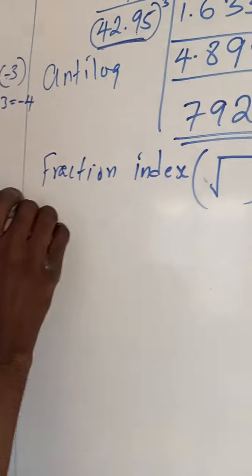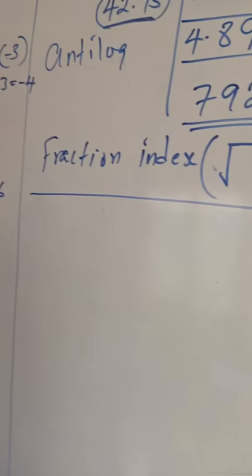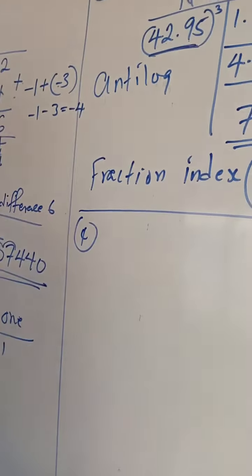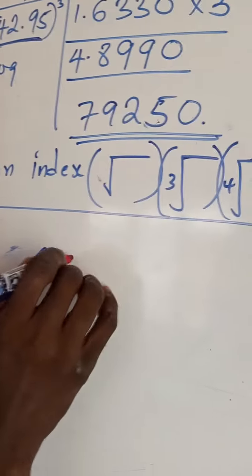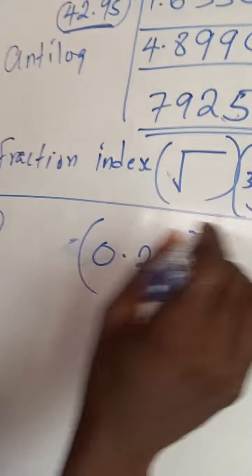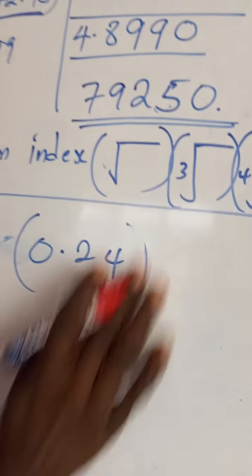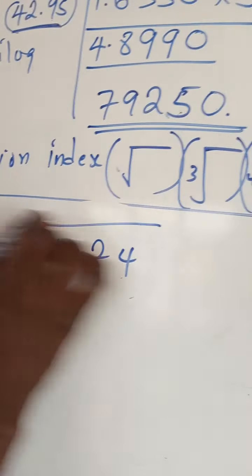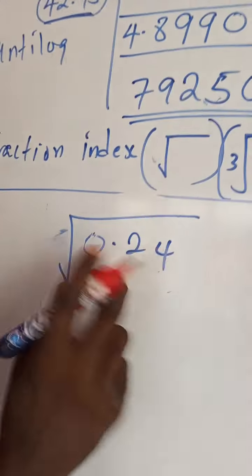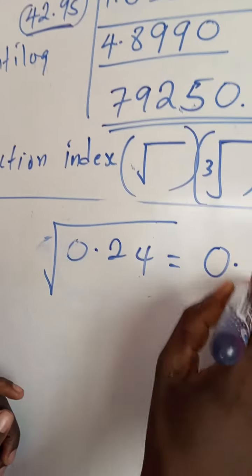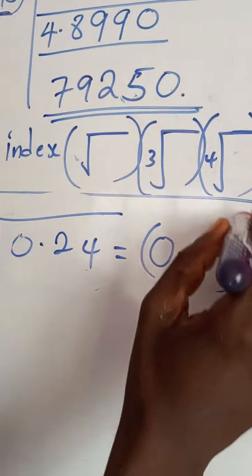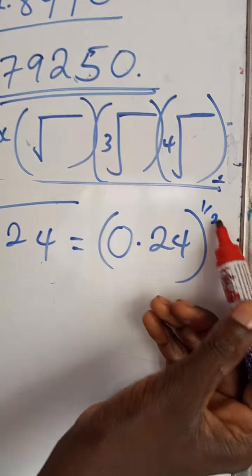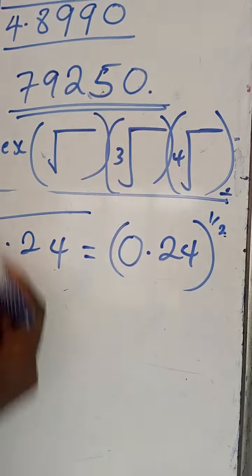Now let's quickly check it, and let's note: if we are given, say for instance, 0.24 raised to roots. If you are given this form, the meaning of this in indices is that 0.24, without writing anything here, is raised to power half. It is this denominator that makes the roots.